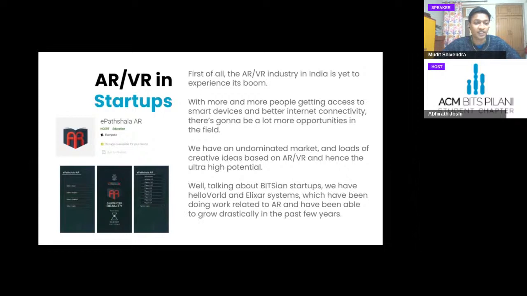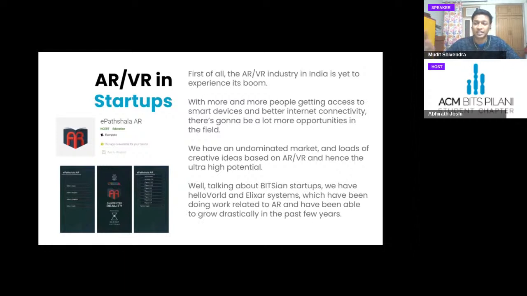So yeah, it is an entrepreneurship series, so talking about startups is a must. First of all, talking about AR, the AR/VR industry in India is yet to experience its boom. Definitely, the US is much ahead of us, but India at present isn't using AR at all. We don't even have the proper equipment yet available, but we have our mobile phones.